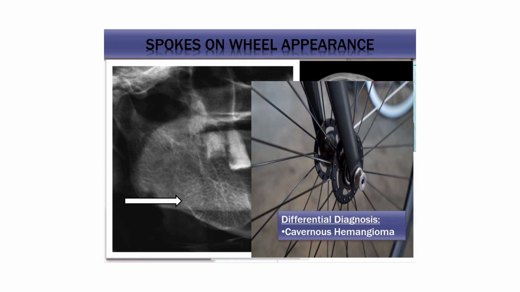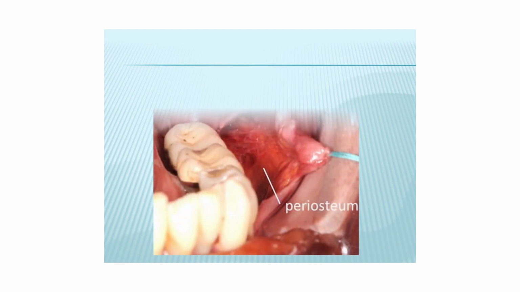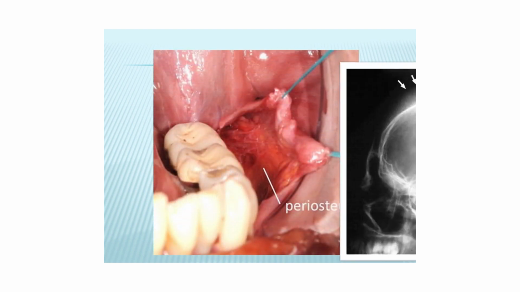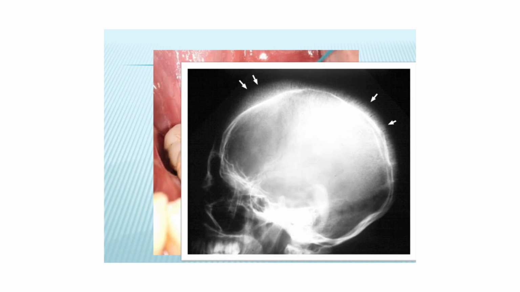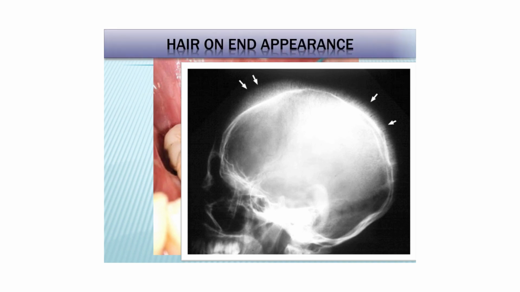The periosteum may show varied reaction to intraosseous lesions. A form of peripheral reaction manifesting as perpendicular trabeculae interspersed by radiolucent marrow hyperplasia along the skull vault give the hair on end appearance, as seen in sickle cell anemia and thalassemia.